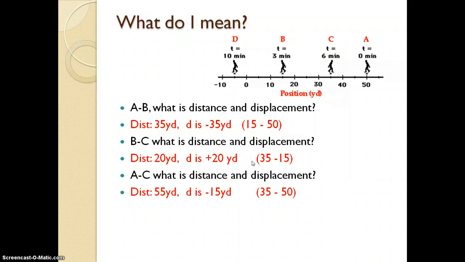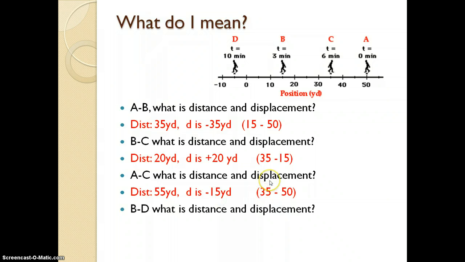So here we go. From A to B, you found it's 35 yards. From B to C, you found it to be 20 yards. So the total distance was 55 yards. But the displacement's a lot different. The starting position at the beginning of it, which is A, is 50. The final position at C is 35. To find the displacement, 35 minus 50 gives you negative 15.